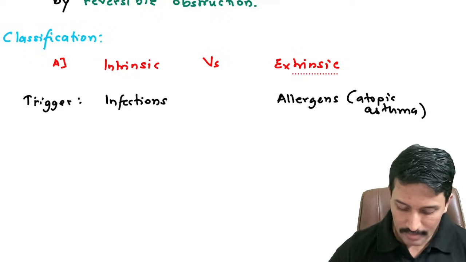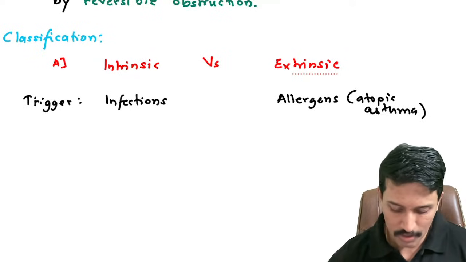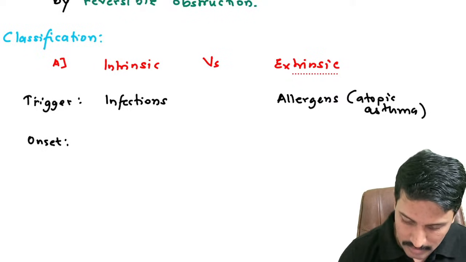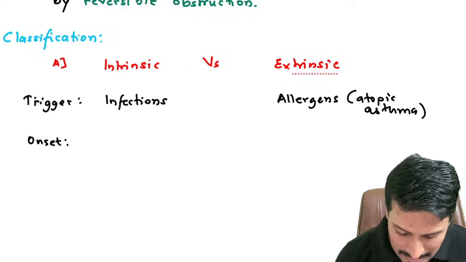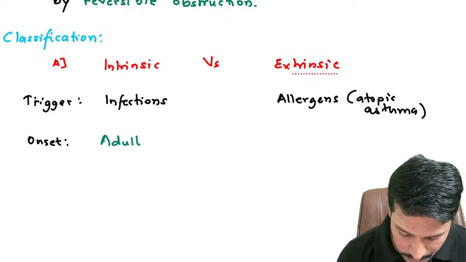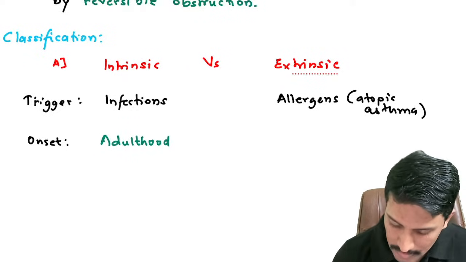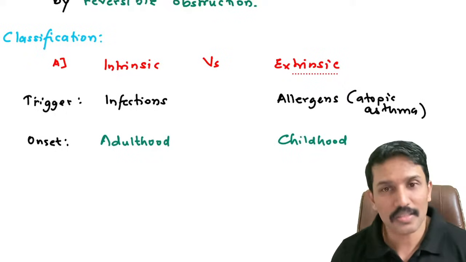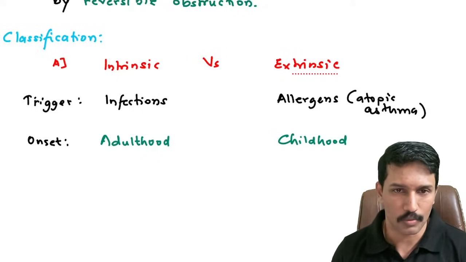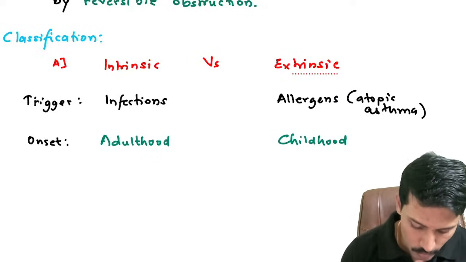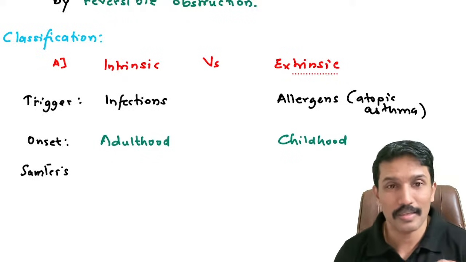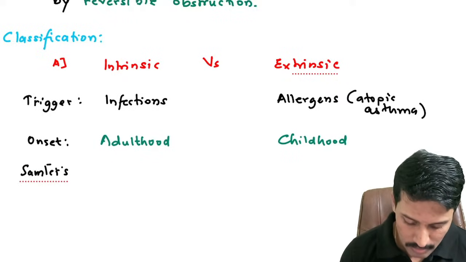Right? Then the second thing that you need to mention in intrinsic versus extrinsic is the onset. Intrinsic asthma generally has adulthood onset, and extrinsic asthma has childhood onset. So most of the allergic asthmas, the onset is in childhood, but intrinsic is in adulthood. And then the examiners may be keen to look at whether you mention the presence or absence of Samter's triad.